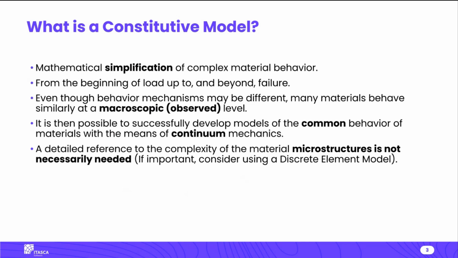Even though behavior mechanisms may be different, many materials behave similarly at a macroscopic observed level. So the point of constitutive models is that we don't necessarily want to model all of the micromechanics of everything that's happening, down to the grain scale, for example. And we will have an equivalent continuum with some behavior that will represent the microscopic behavior at the macroscopic level.